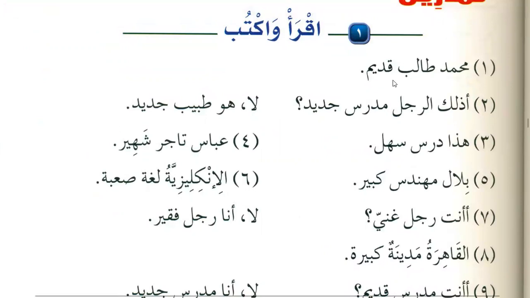Muhammad talib qadim. Muhammad is an old student. A dhalika rajulun mudarris jadid? Is that man a new teacher? La, huwa at-tabib al-jadid. No, he's the new doctor. Hadha ad-darsu as-sahl. This is a simple lesson. This is an easy lesson. Abbas tajir shahir. Abbas is a famous merchant. Bilal muhandis kabir. Bilal is a big engineer.